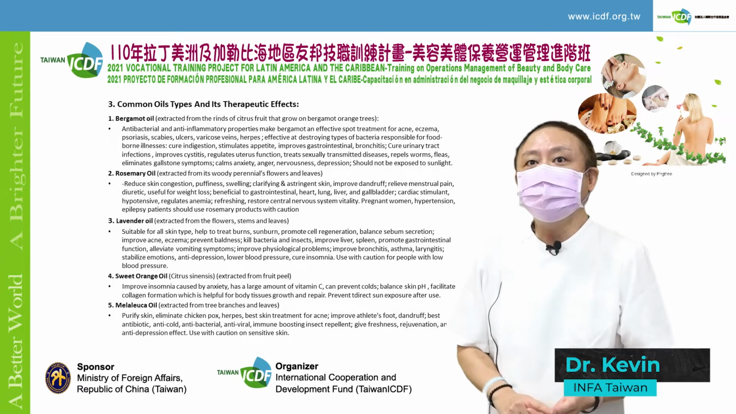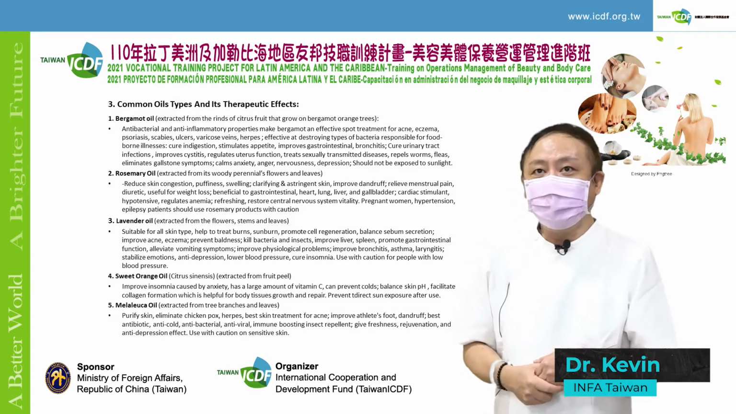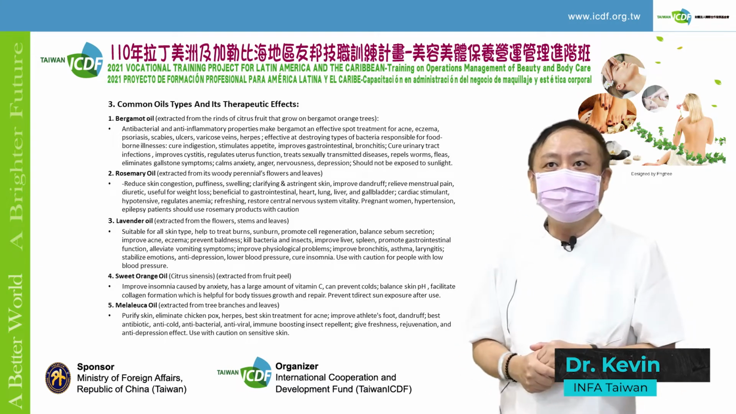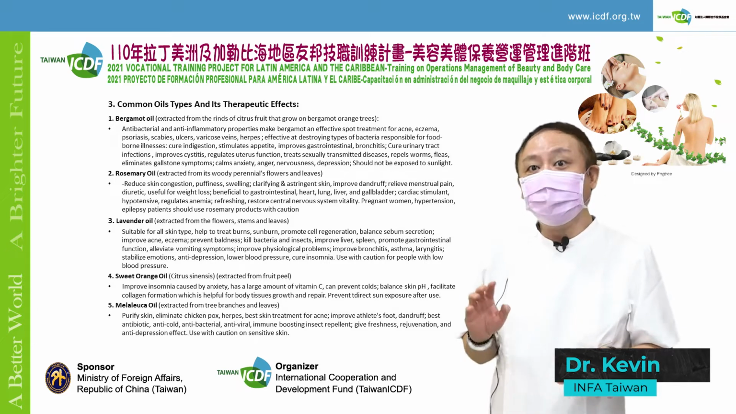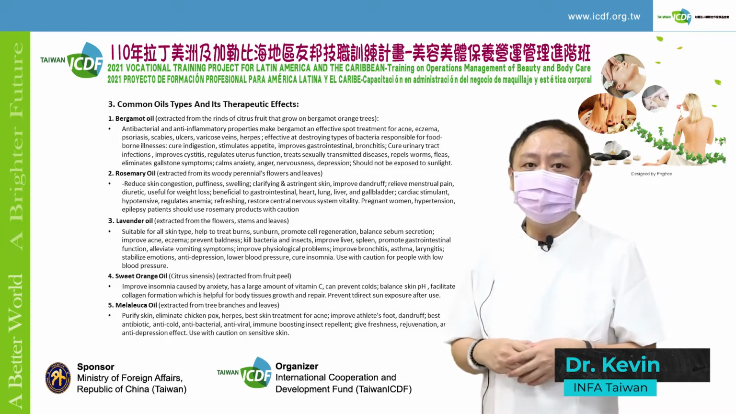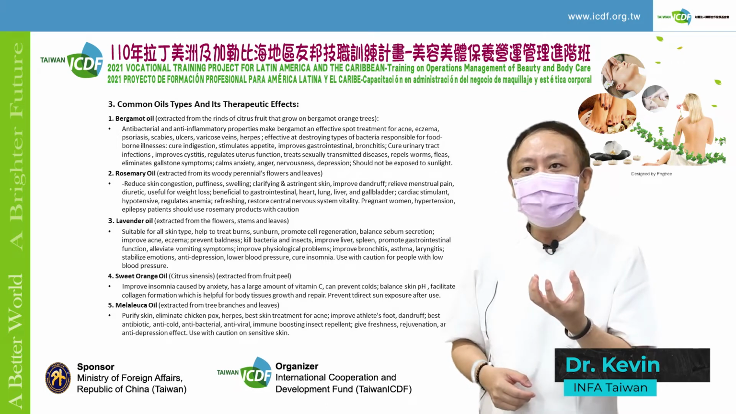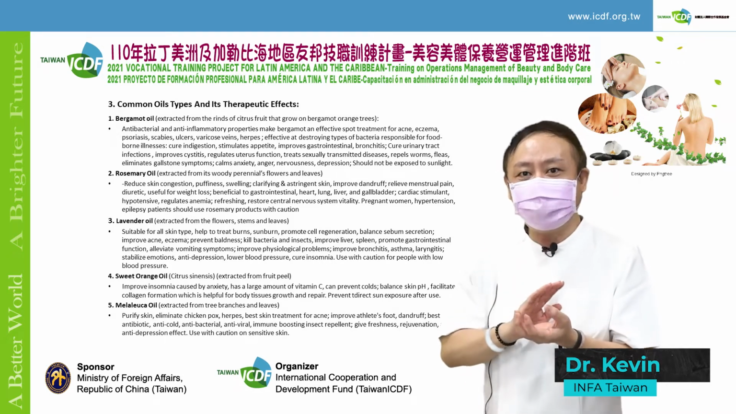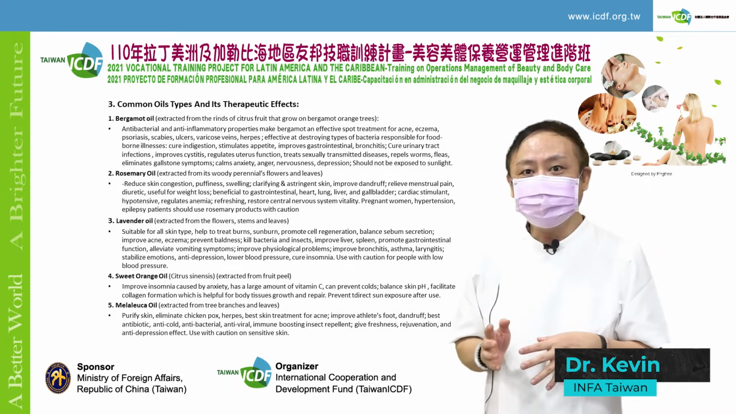So today we're going to talk about 21 different essential oils. They're more common oils. The first one we're going to talk about is bergamot oil. Some people may not have heard of bergamot oil as much. It is extracted from the rinds of citrus fruit grown on bergamot orange trees. It is more of a fruit essential oil.